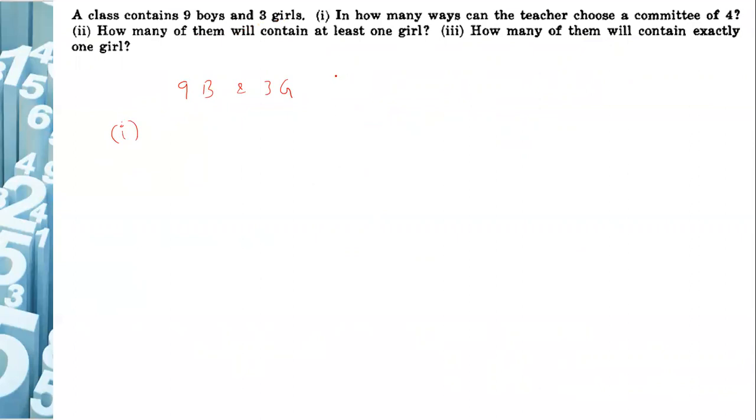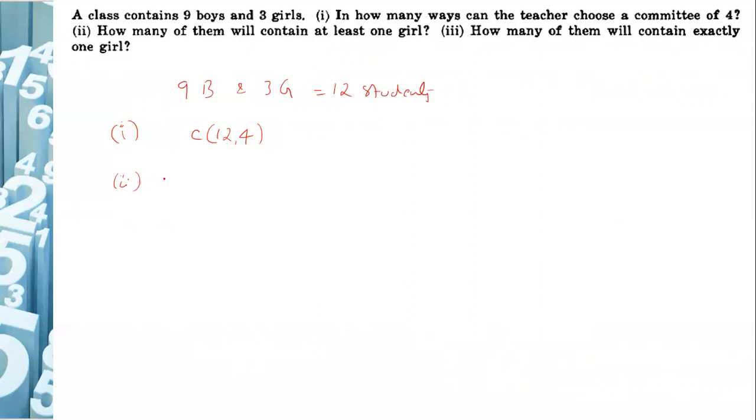Totally how many students do we have? Totally 12 students, irrespective of boys and girls. The first condition says he wants to choose a committee of 4. He's not mentioning how many boys and how many girls out of the 4. He wants any 4: 4 may be boys, 4 may be girls, or 2 boys and 2 girls, or 1 boy and 3 girls, any combination. So he has to select 4 from 12. How many ways can you do it? Obviously, C of 12 comma 4 ways. So in the first question there is no need of thinking about boys and girls. Out of 12, you have to select 4. This many ways you can do.